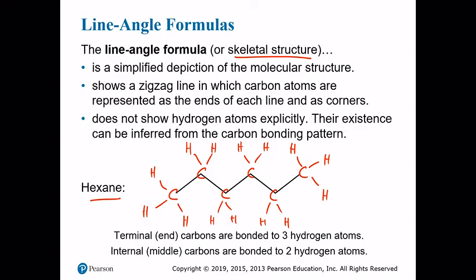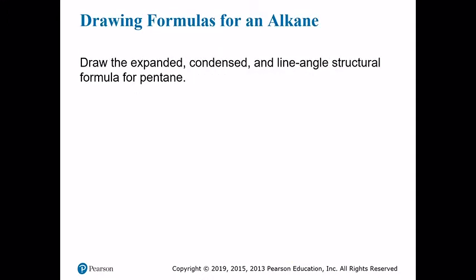Just remember that terminal carbons, the ones on the end, need 3 hydrogen atoms to complete their 4 bond requirement, but internal carbons, the ones in the middle, only need 2. So let's look at another example of these three different structures for a molecule of pentane.